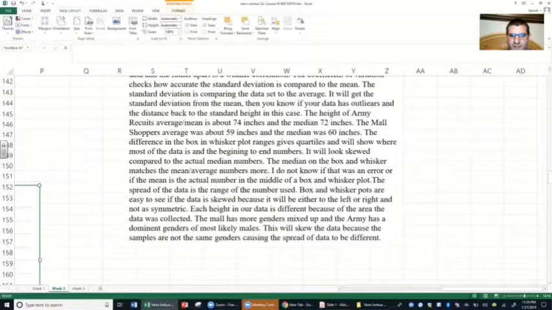Each height in our data is different because of the area the data was collected. The mall has more genders mixed, and the Army has a dominant gender of most likely males. This will skew the data because the samples are not the same genders, causing the spread of data to be different.